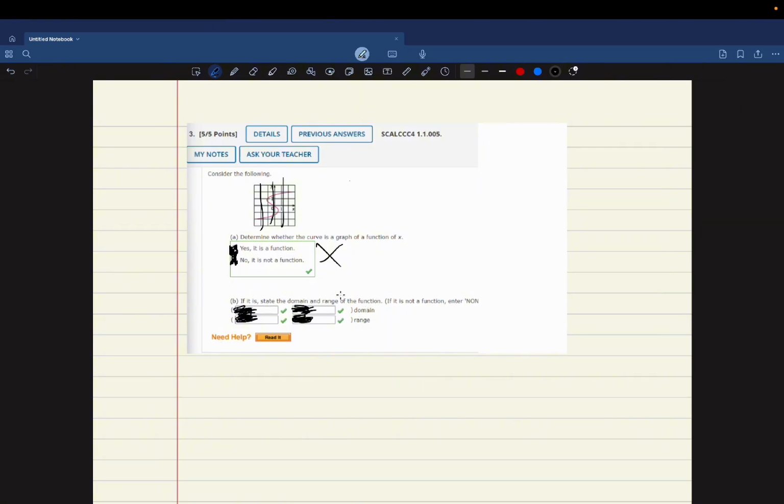So this is not a graph, so we cannot determine domain and range. Okay, so it will be none, and then none, and then none, and then none.